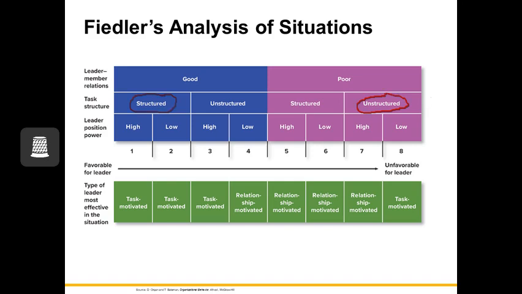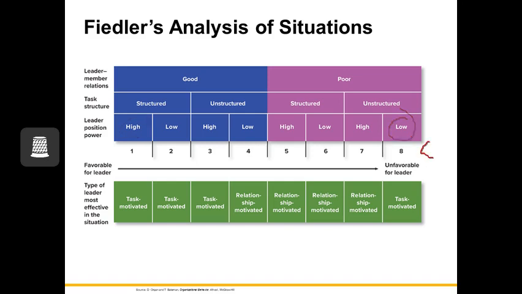All right. So once we've identified that, then we're going to go out and fill out the rest of the blocks accordingly. Position power is the least important, so we fill that out last. Now, when we have good leader member relations, structured tasks, and high leader position power, we're going to have our most favorable situations. When we have poor leader member relations, unstructured task structure, and low leader position power, we're going to have our least favorable situations. Once we identify that, we go through and we fill out the rest of the row. Now, this leaves us with 8 different situations, as you'll notice down here.